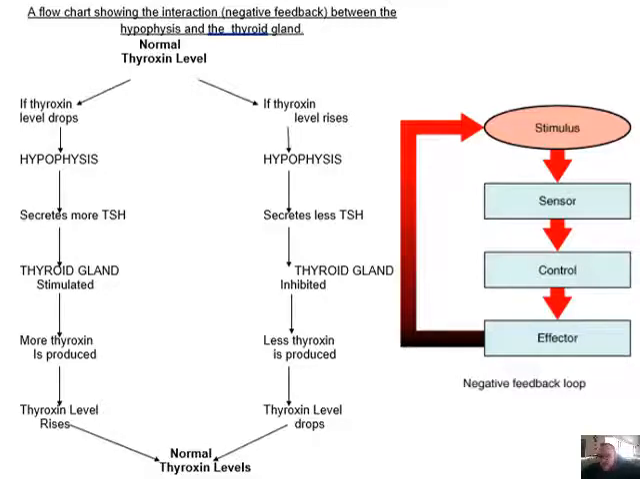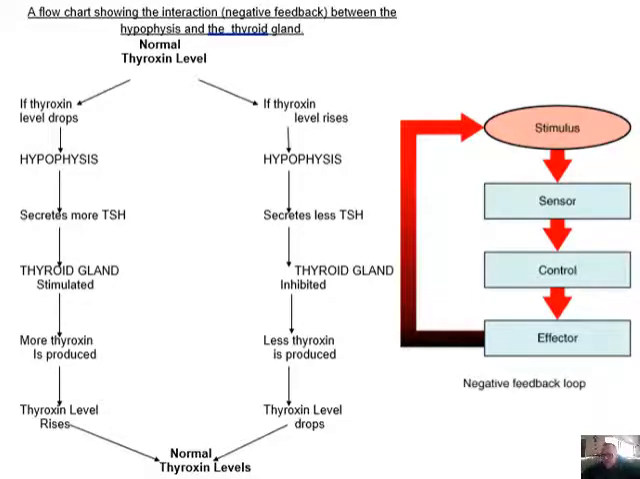In this instance, if there is too little, it's going to increase the amount of thyroid stimulating hormone. That is the control. Then eventually there is an effector where, as it releases more thyroid stimulating hormone, it stimulates the thyroid to release thyroxine. Now, as the thyroxine increases, it's going to go back to normal, and that normal level is going to become the new stimulus, which then inhibits the pituitary from releasing more.